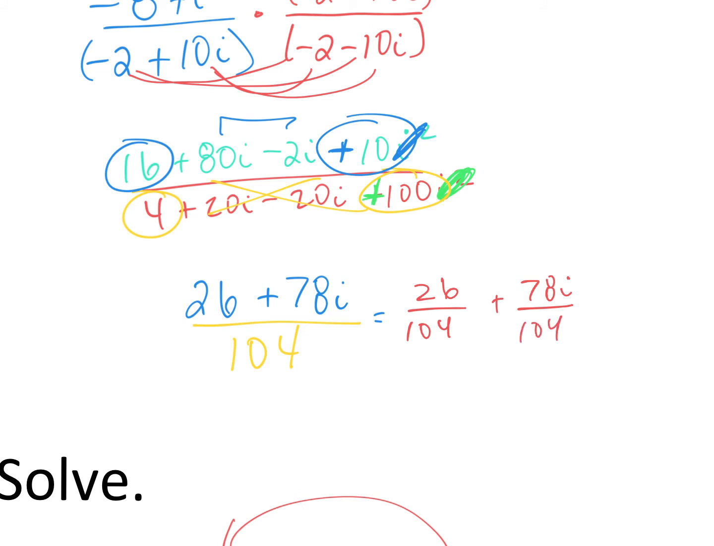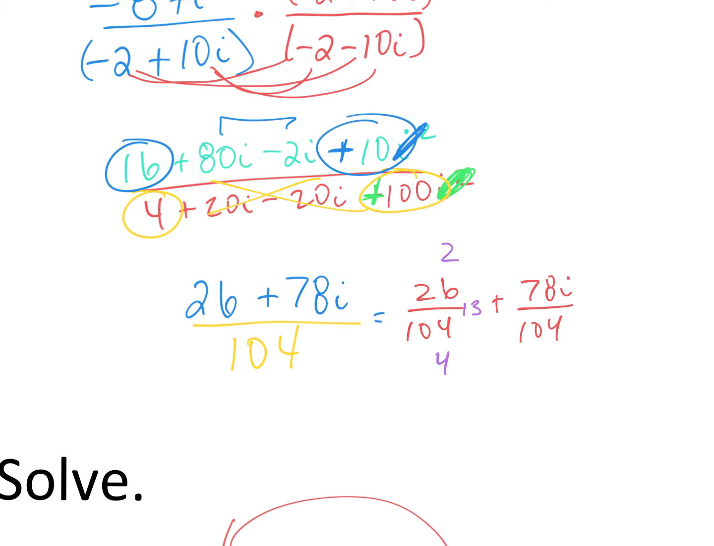What can I simplify 26 over 104? What goes into both? Say again? 13. Okay, if I divide by 13, 26 divided by 13. Perfect. Okay, so if we do 13, that's fine. We get 2 over what? 2 over 8. Can I simplify that a little more? Yeah, it becomes what?